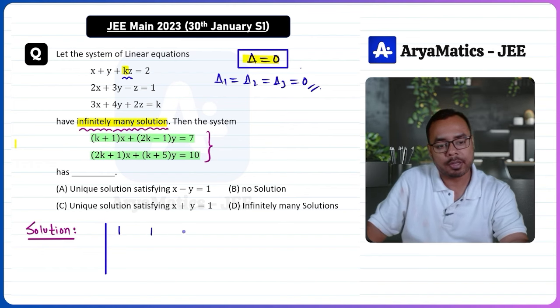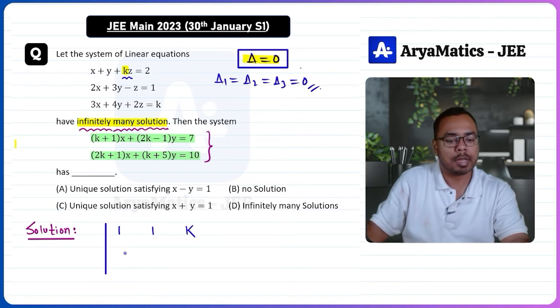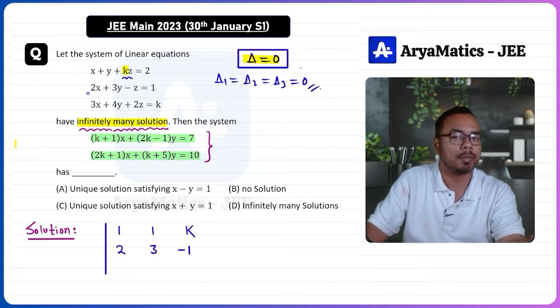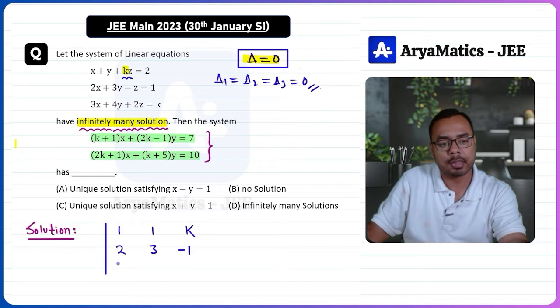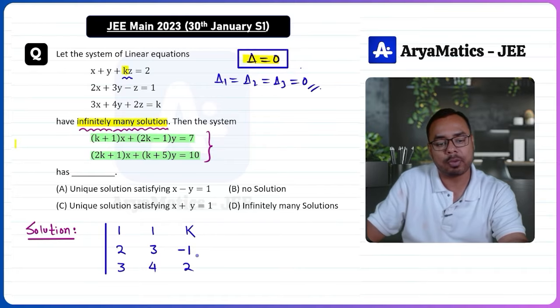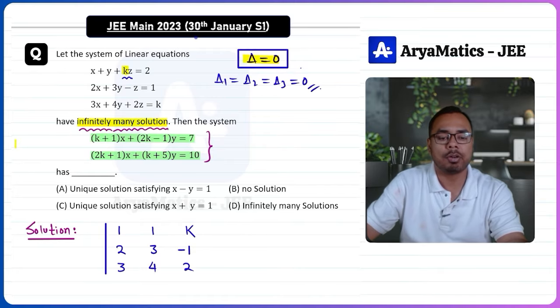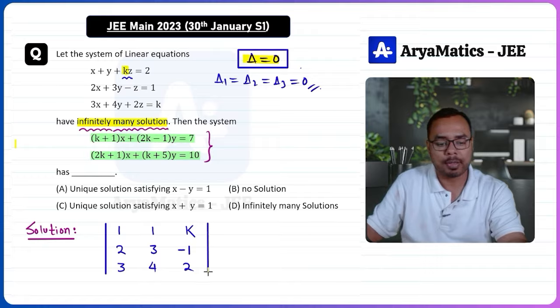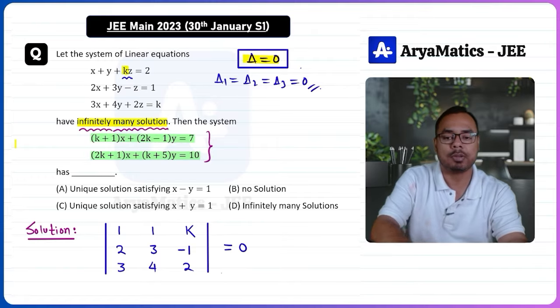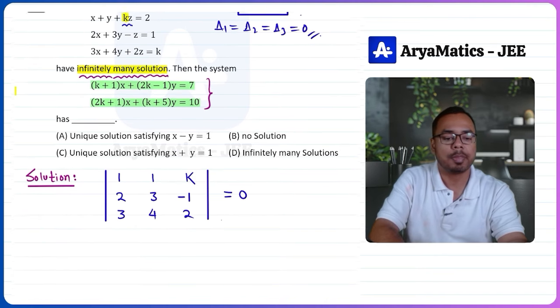So for delta, the first row will be 1, 1, and then k. Second row will be 2, 3, and minus 1. These are nothing but the coefficients of x, y, and z. First row means the coefficients of x, y, z in the first equation. Similarly, second and third equation. So the third row will be 3, 4, and 2. So this is the determinant of the coefficient matrix. And because the system of linear equations has infinitely many solutions, this must be 0, right?